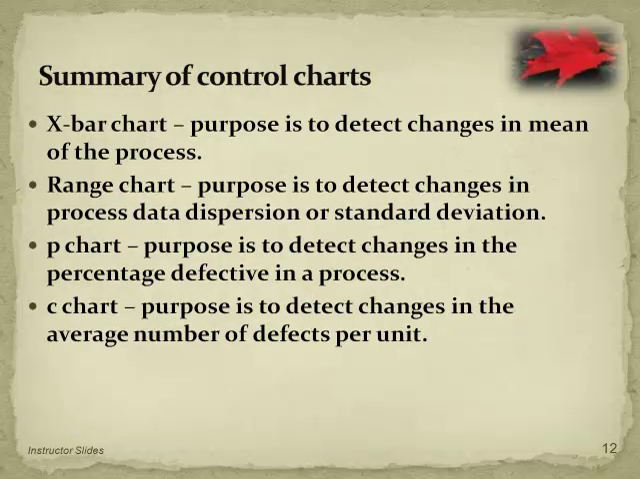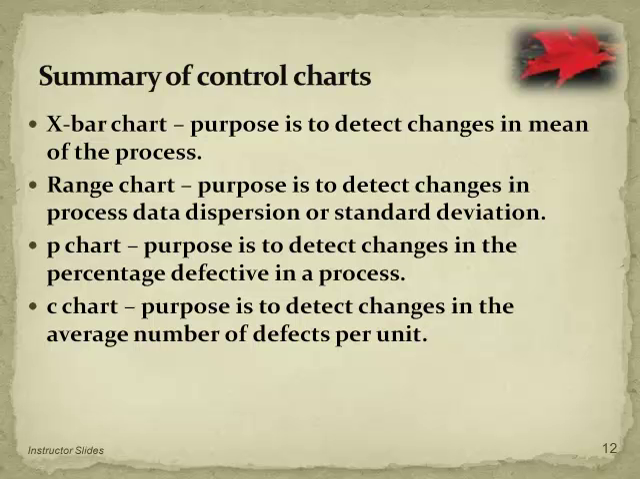So now that we've gone through all four of the control charts, the X-bar and the range chart, the P chart and the C chart, let's summarize each of them a little bit. They each have a specific purpose. The X-bar chart's purpose is to detect any changes or shifts in the mean, or the average value, of the process. The range chart's purpose is to detect any changes in the dispersion of the data. So is the data, the measurements, becoming more spread out? Another way of saying dispersion is the standard deviation. The P chart's purpose is to detect changes in the percent defective in the process.